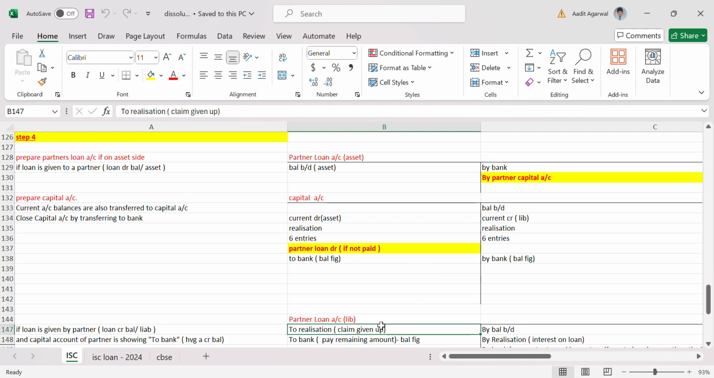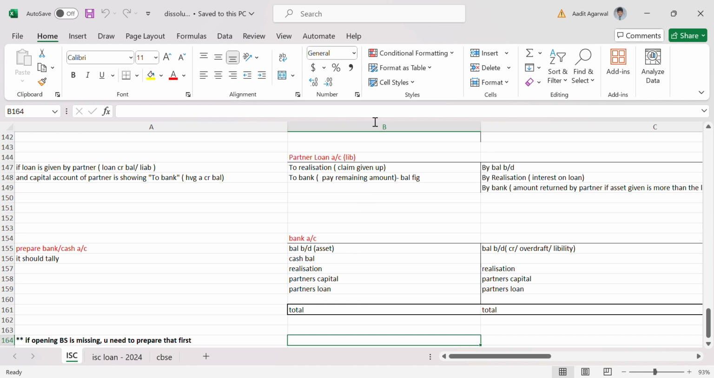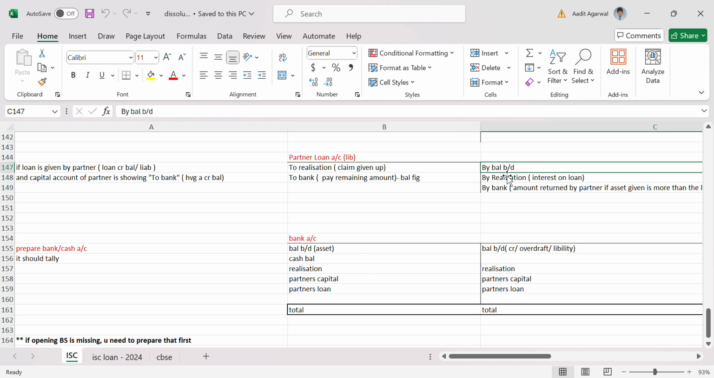Then the third ledger account that you will prepare is the partner's loan account, which is appearing on the liability side. The one that is appearing on the liability side will always have an opening balance on the credit side. If we give interest on the loan, then you record it as by realization because this is coming from the realization account. If the claim is given up, then you record to realization because it's coming from the realization account. Okay, if he's returning some money to us because excess was settled in assets or excess was paid to him in cash, then you write by bank. The remaining amount needs to be settled, so you write to bank.